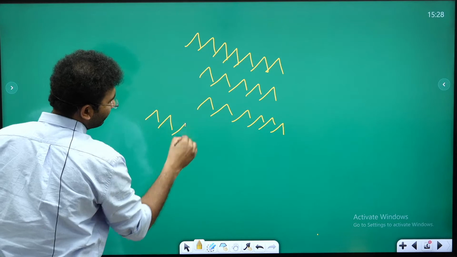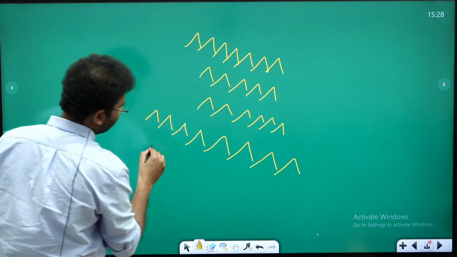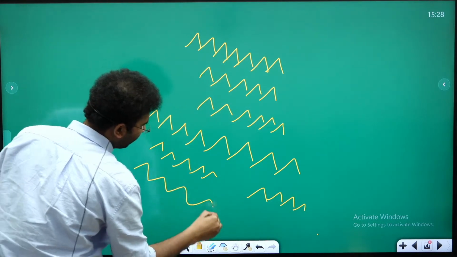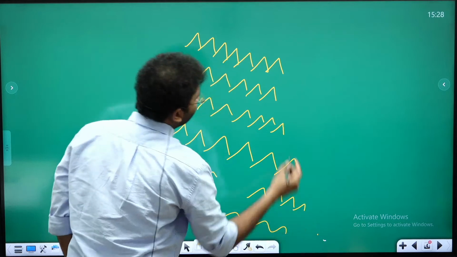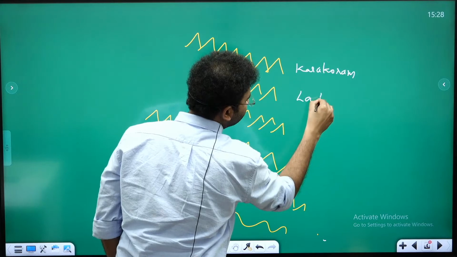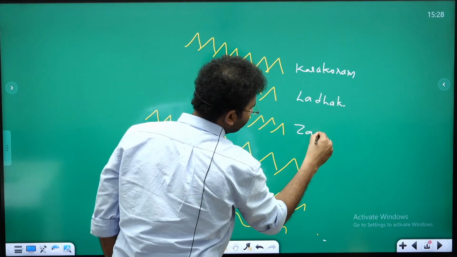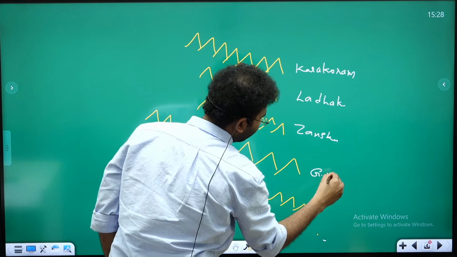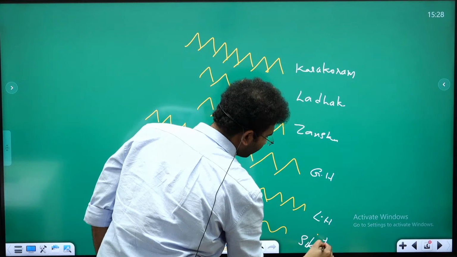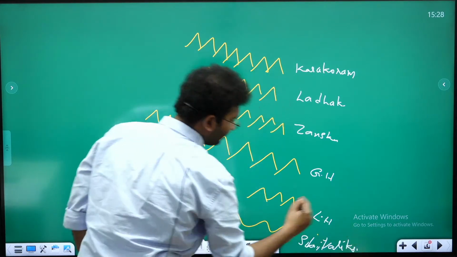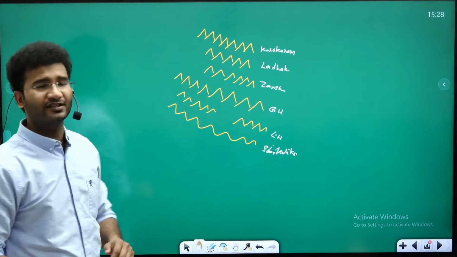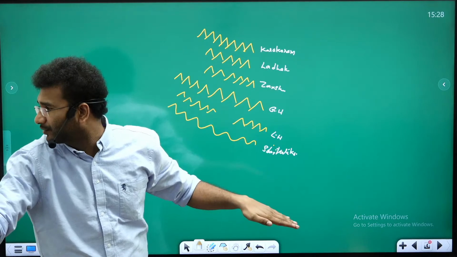Then you have the Great Himalayas, then Pir Panjal, Doladar, and then you have Shivaliks, right? This is Karakoram, Ladakh, Zanskar, Great Himalayas. These are Lesser Himalayas and these are Shivaliks, right? You go to northern regions, especially the Himalayan regions in Jammu and Kashmir, you will find a series of mountain ranges like this.